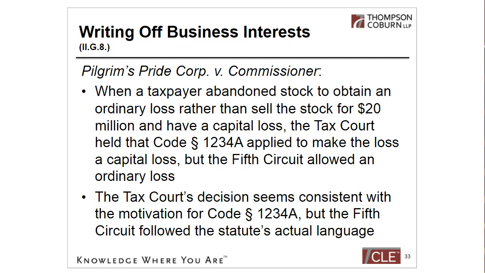Okay, there was a case on slide 33 called Pilgrim's Pride. If the taxpayer had sold the stock, they would have gotten just a little bit of proceeds. Instead, it was more valuable for them to abandon it and get a $20 million ordinary loss. The tax benefit of the $20 million ordinary loss was greater than the proceeds that they would have gotten if they had sold it. So they simply abandoned it. The Tax Court said it was a capital loss, but the Fifth Circuit said it's an ordinary loss. And the Fifth Circuit seems to be right. So that was an interesting case.